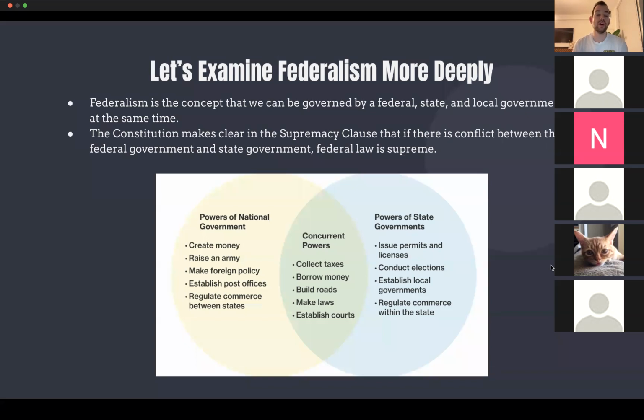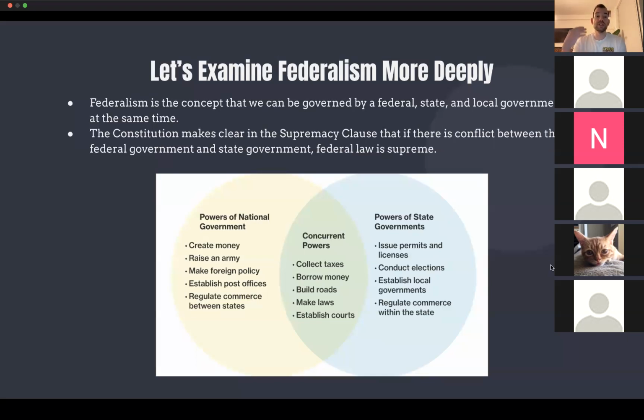So if you or your parents pay taxes, you know that you have to pay both federal and state taxes. Some states have zero taxes. They can do that if they want, but a lot of other states have taxes as well. And then building roads, that's really important: we have federal highways and we have local state roads. And then finally, making laws.